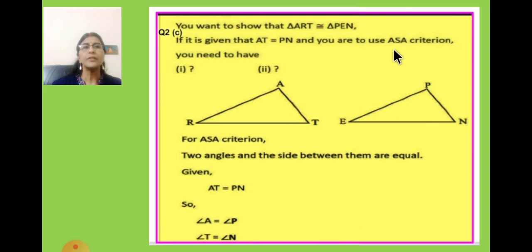As we have to use ASA criterion here, that means for ASA criterion we have learned two angles and the side between them are equal. The side is given, AT is equal to PN. So we have to find out the angles. Which angle will we take? This angle is equal to this angle. Angle A is equal to angle P. And then we'll take another angle, because then this side will be in between these two angles. Angle T is equal to angle N. This way we can prove that these two triangles are congruent by ASA congruence criterion.